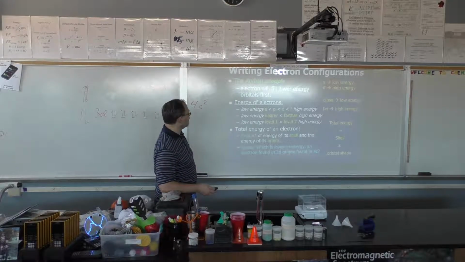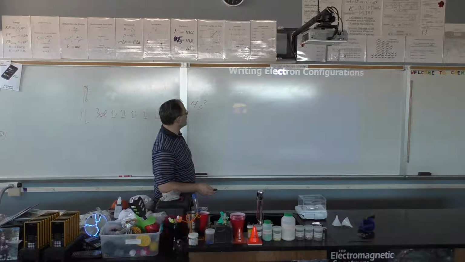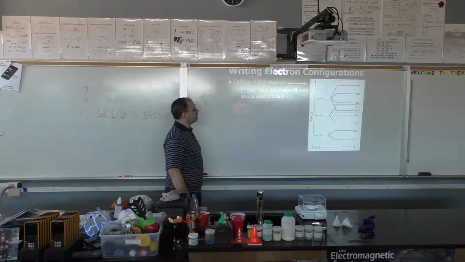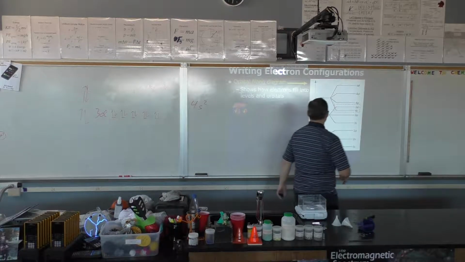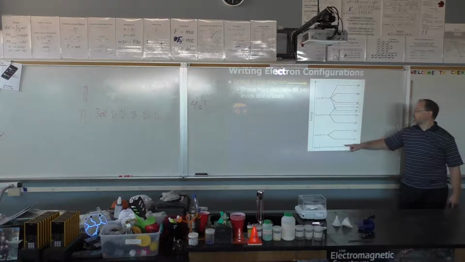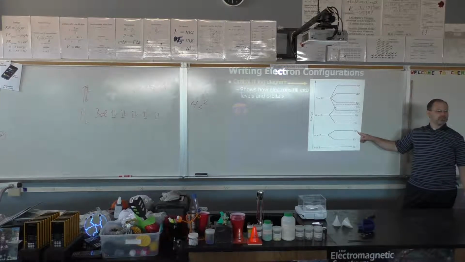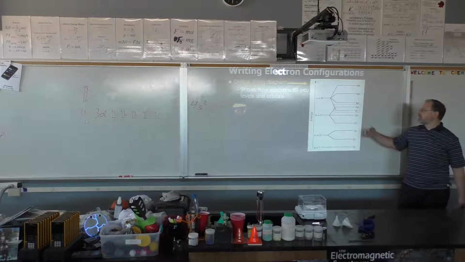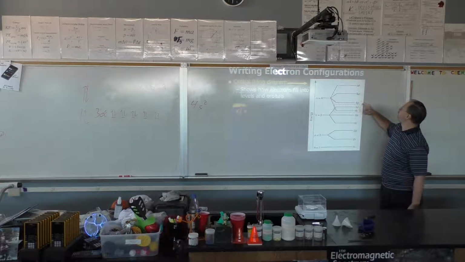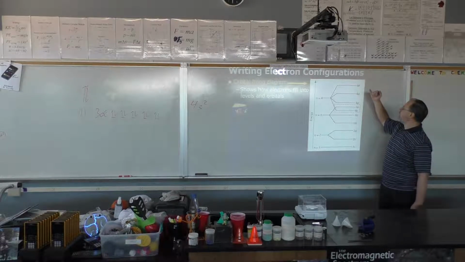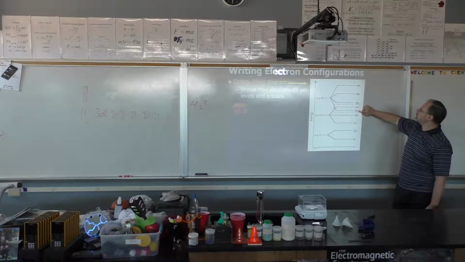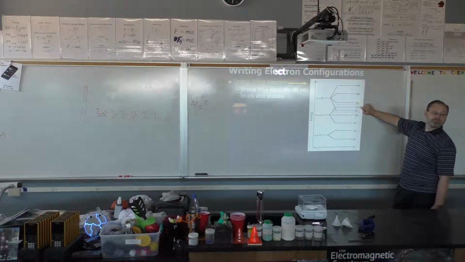There's another graph, a little table here that I pulled out of an old textbook which we don't use anymore. This is S. Level 1 can only hold a 1s. Level 2 can hold a 2s and a 2p. Make sense so far? Level 3 can hold a 3s, a 3p, and a 3d. Level 4 can hold a 4s, a 4p, a 4d, and a 4f. But they start to overlap, and the 4s ends up being lower in energy than the 3d.